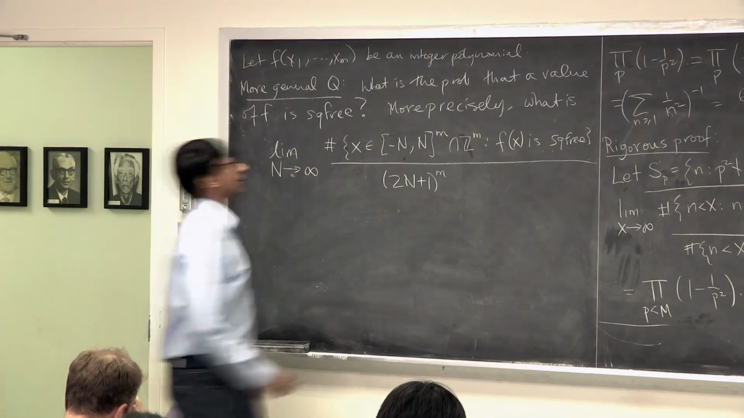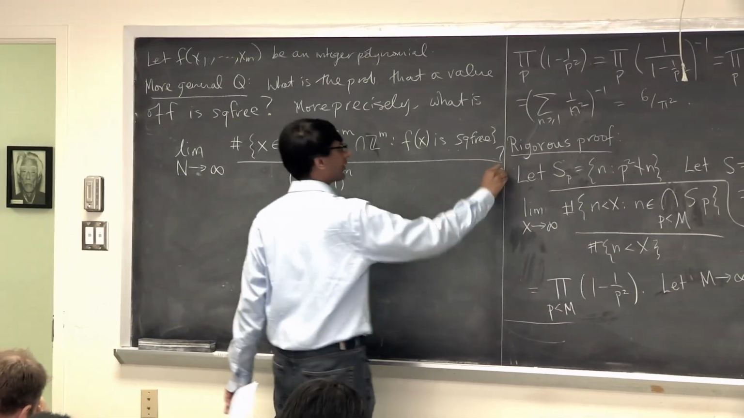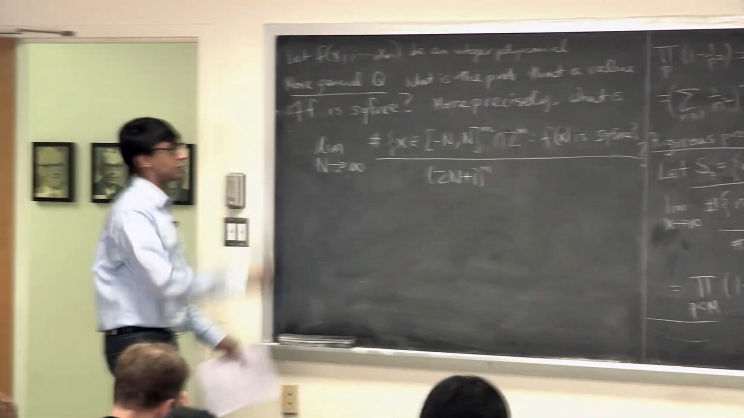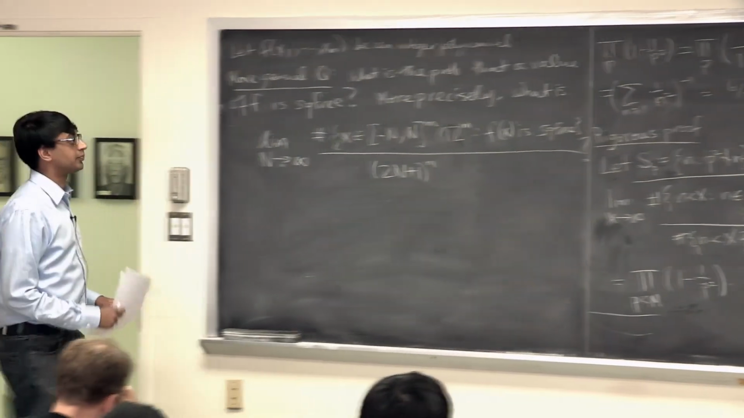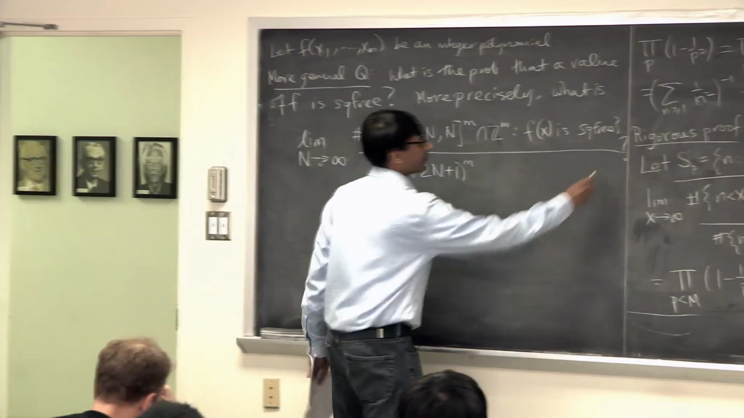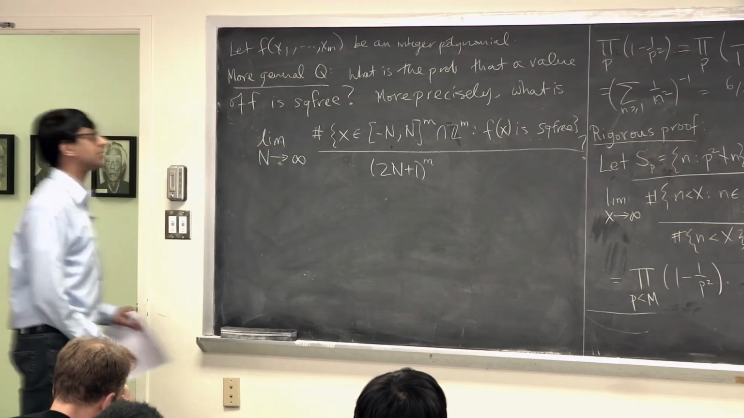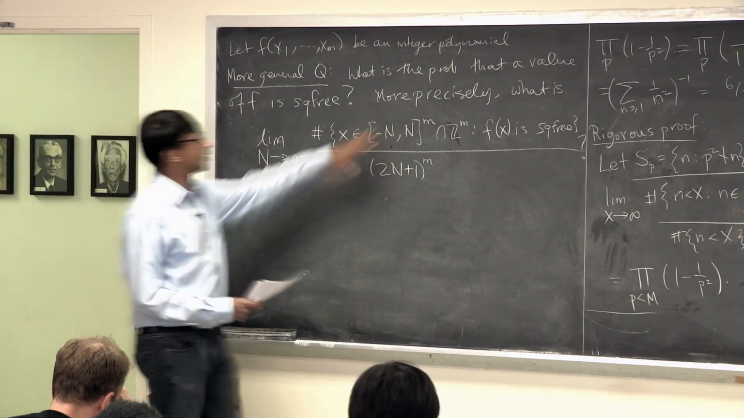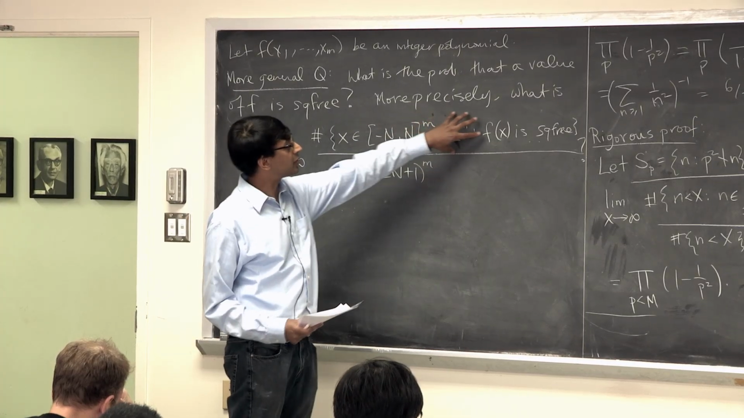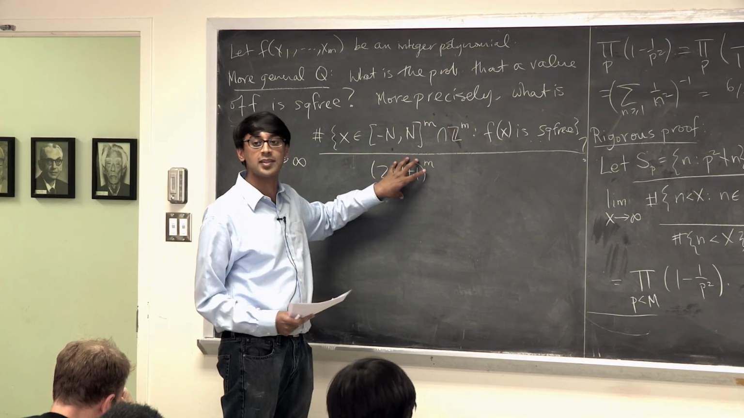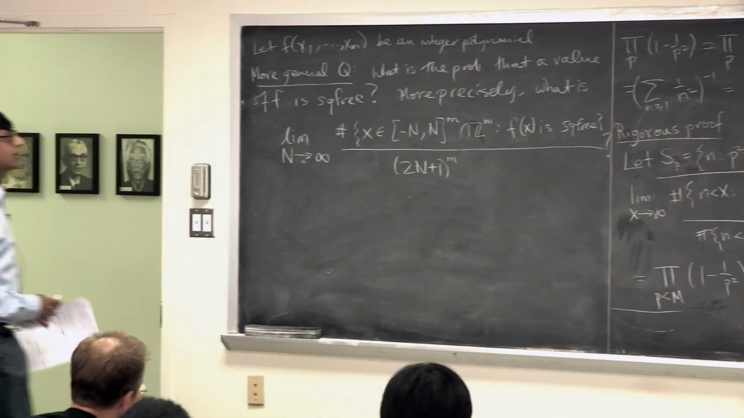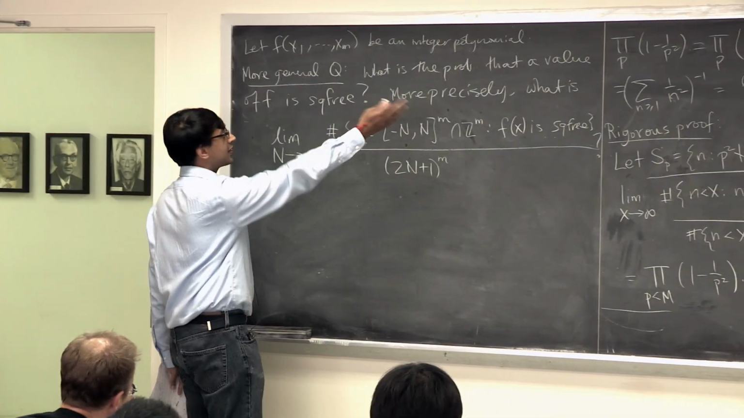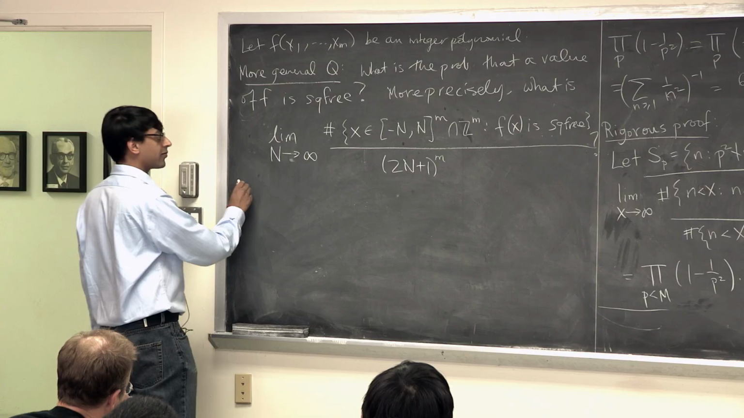So the question is, what is that value, if it exists at all? It's not clear it exists. It wasn't clear when we asked the easier question either, but we showed that it does exist. So what's the probability? It's the total number of values that are square free in a box divided by the size of the box, as you let the size of the box go to infinity. That's the probability we're defining, and we're asking whether it exists.